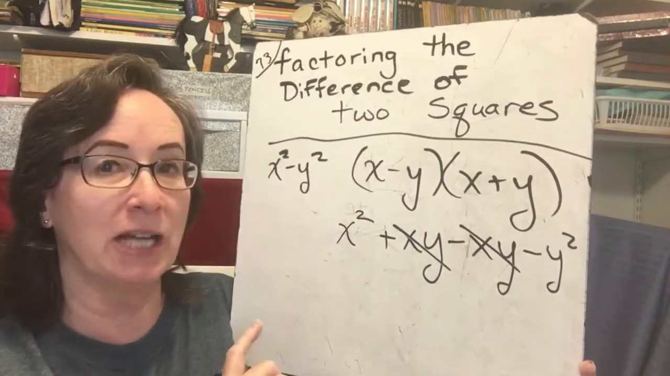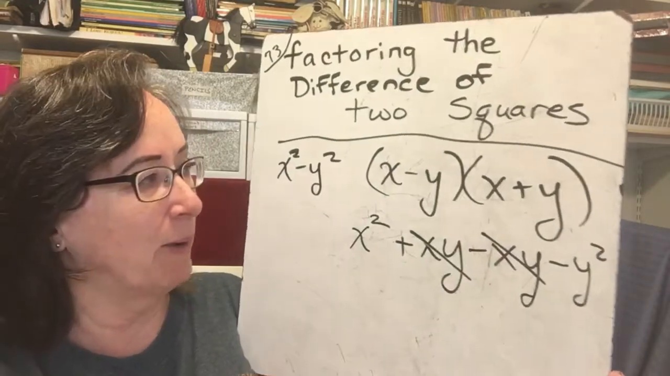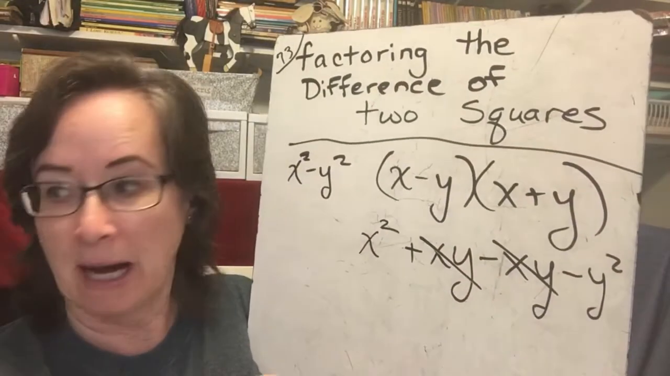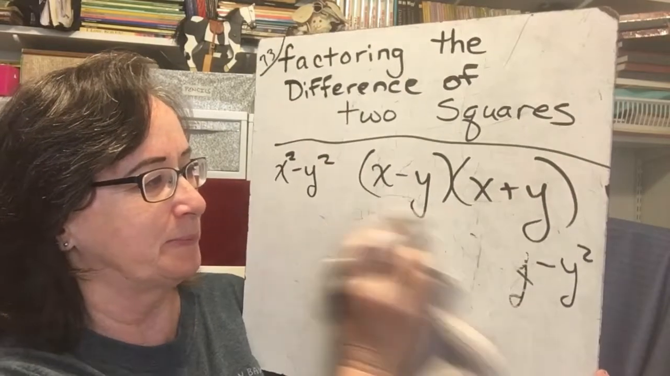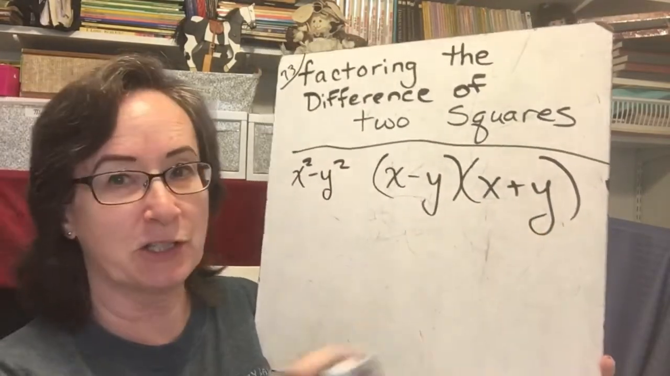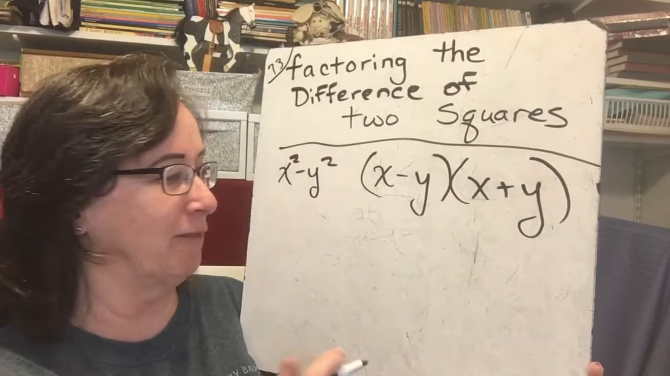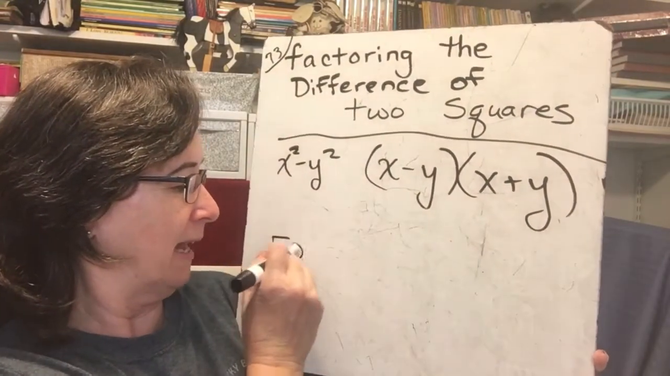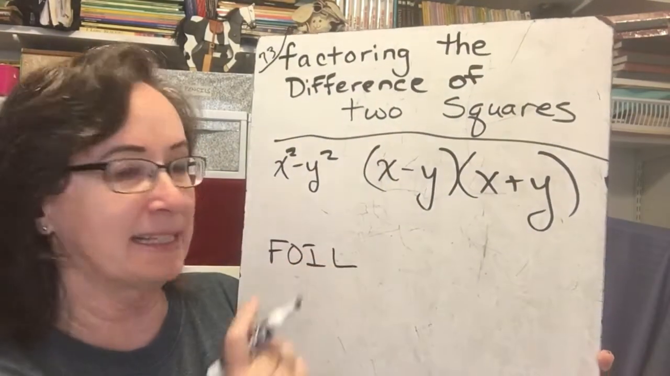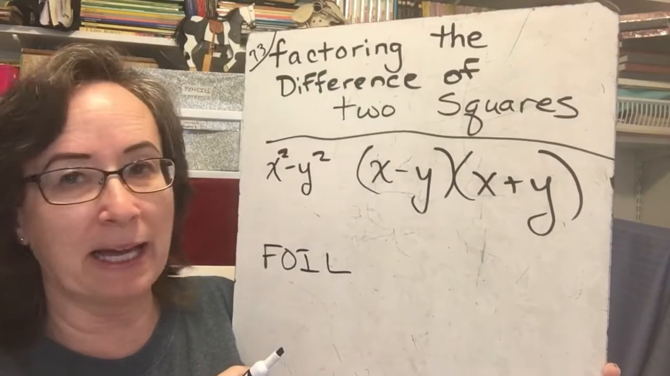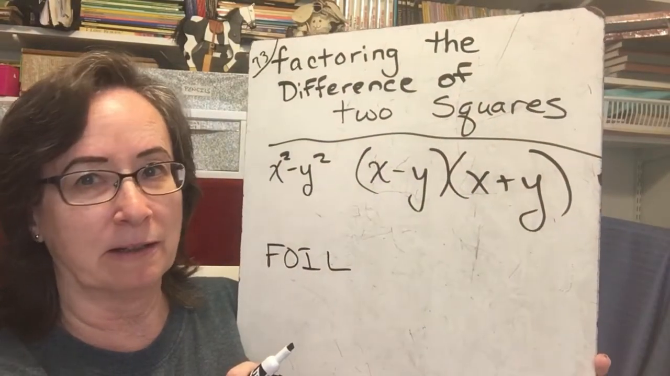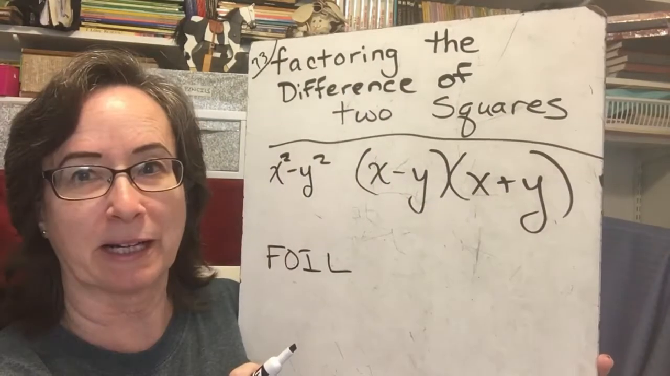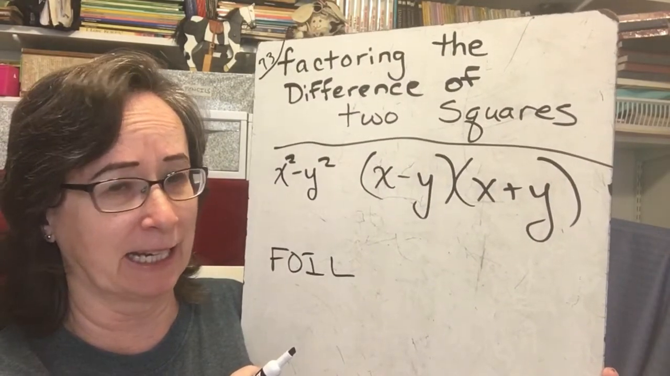Now, just to remind you, we haven't done this in a while, my little hint for how to do FOIL. Let's just practice FOIL a little bit. FOIL, first, outside, inside, last. And I make a little foil man, okay? And my little foil man is a little Martian or something like that. He's an alien. He looks like an alien.